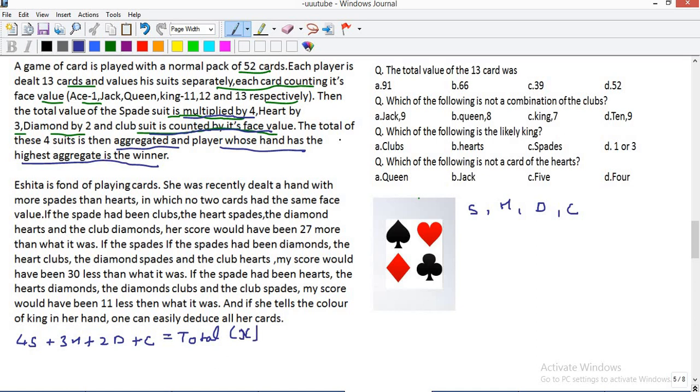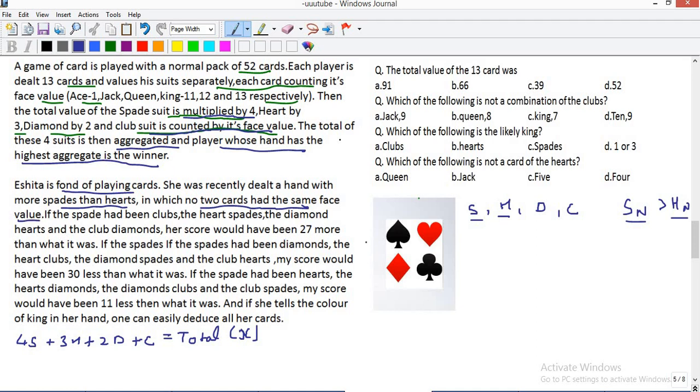Now let's start reading further. Ishita is fond of playing cards. She was recently dealt a hand with more spades than hearts. This is important. So the number of spades is more than hearts. Don't confuse it with this. This is the total sum of the face values of spades and hearts, but this is the number of spades being more than the number of hearts. Okay. In which no 2 cards had the same face value. Okay, so this is very important.